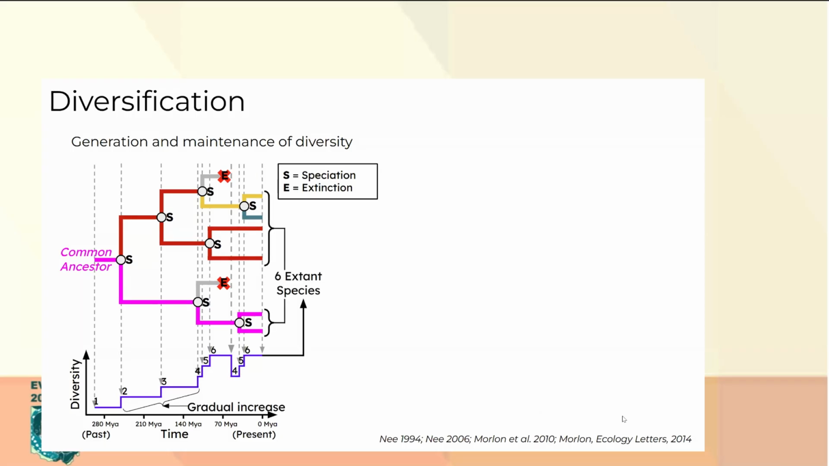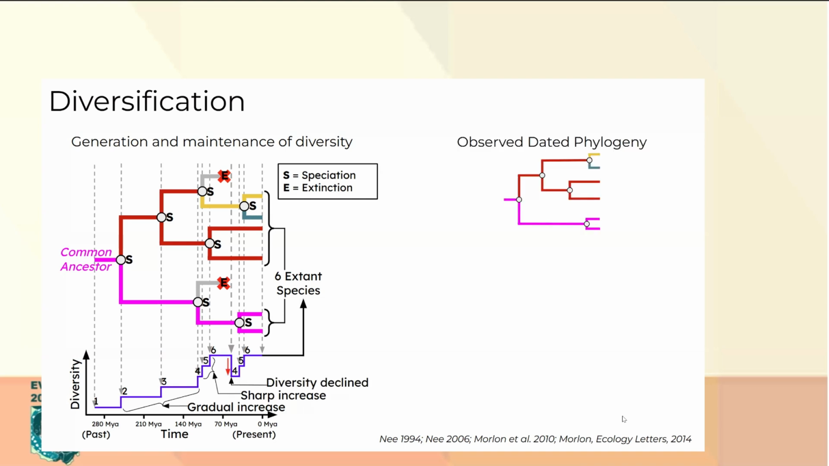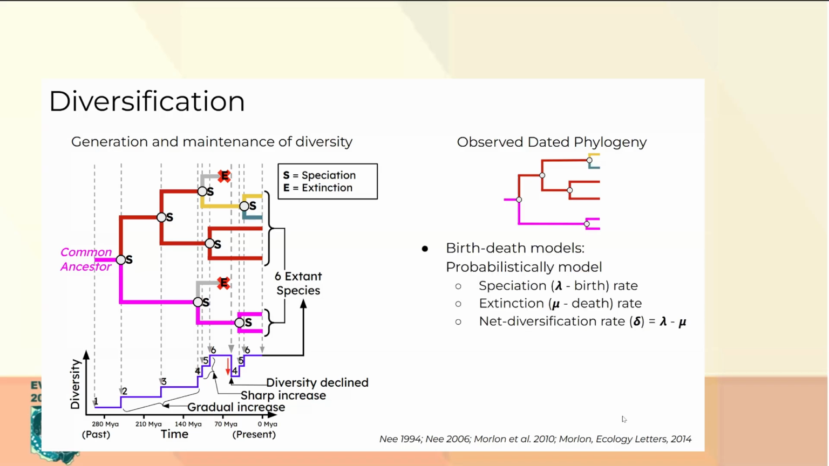And there can be different phases in the evolution of a particular group of organisms, where there can be a gradual increase in the number of species, and there can be a sharp increase in the number of species as well. And similarly, it goes for diversity declines due to extinction. So, given a phylogenetic tree, thanks to over 3 decades of research, we have the birth death mathematical models to probabilistically estimate speciation and extinction rates. And then we can essentially understand how these rates vary across time.